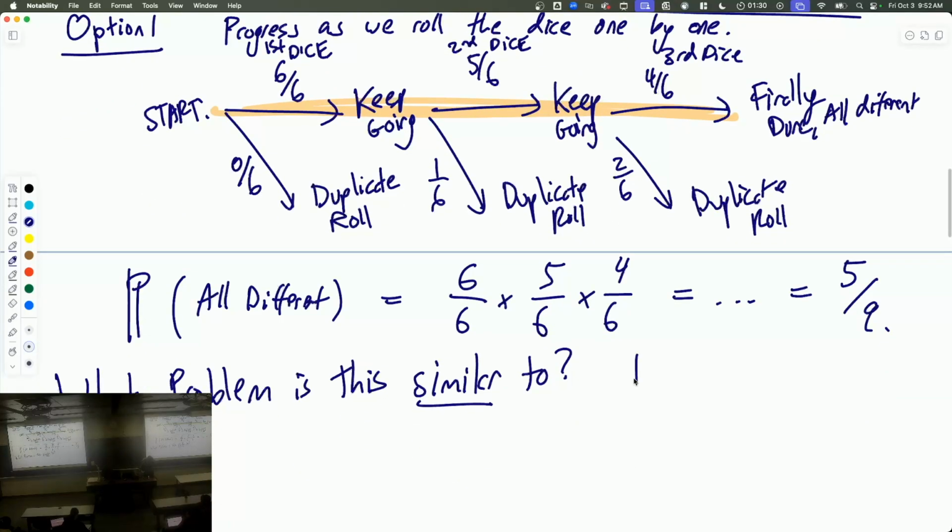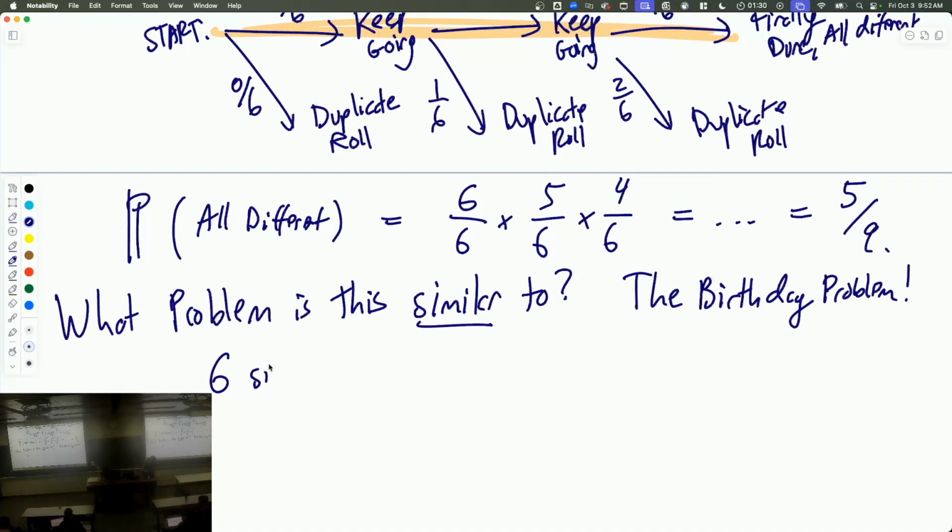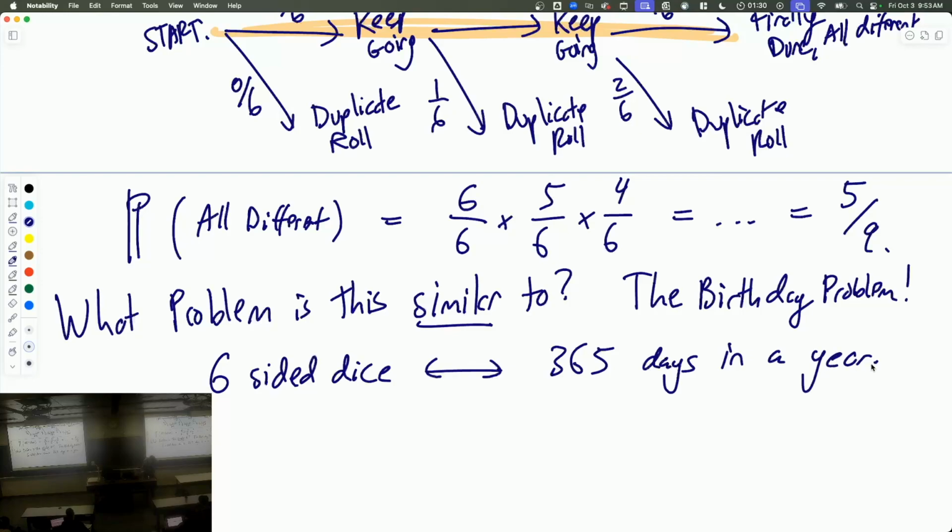The birthday problem was how many people need to enter a room before 2 people have the same birthday. Another way you could say that is, if there's 10 people in the room, what is the chance that they have the same birthday? And the only thing that you have to replace is a 6-sided dice that becomes 365 days in a year. So remember, we were assuming that everybody's birthday is independent and has a 1 out of 365 chance to be any given day of the year. That is exactly like a dice roll.